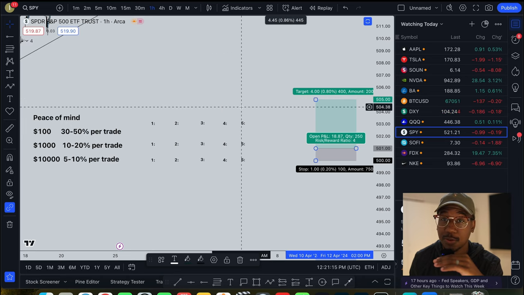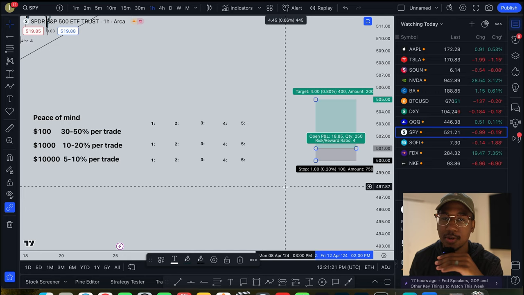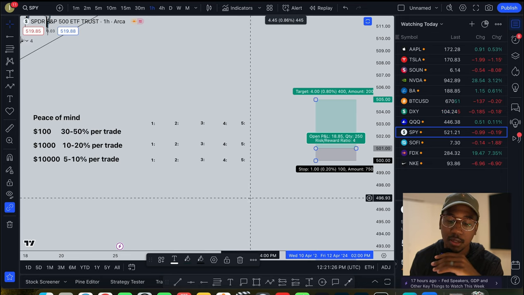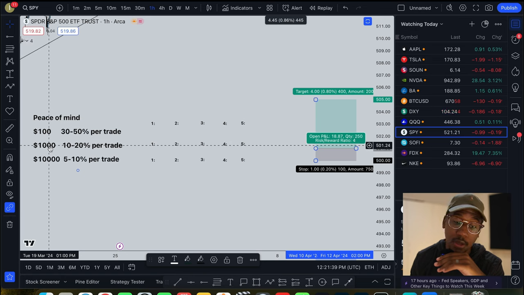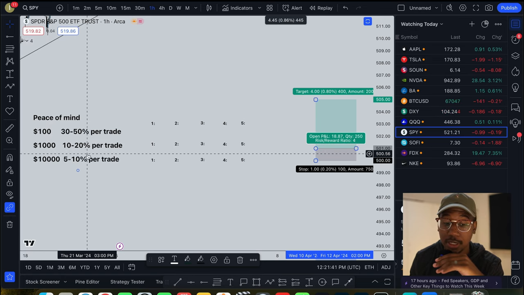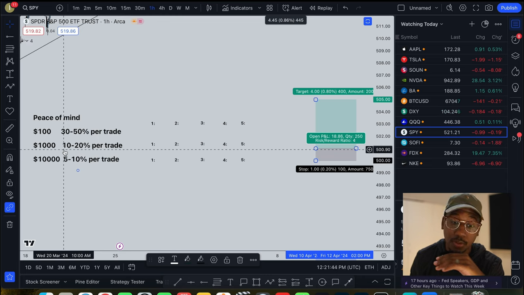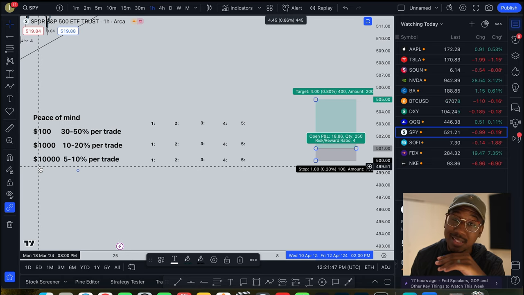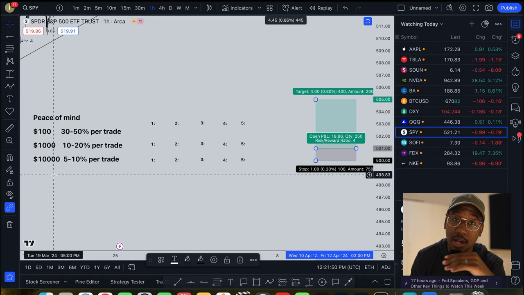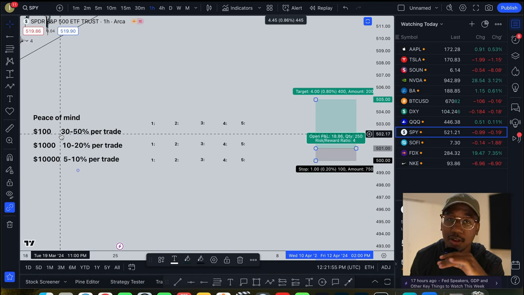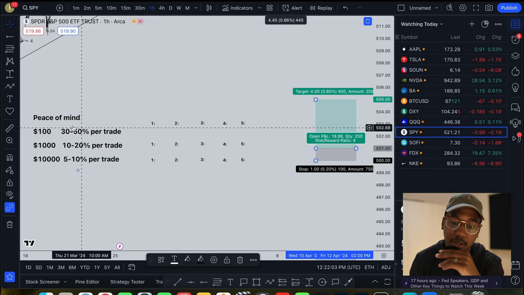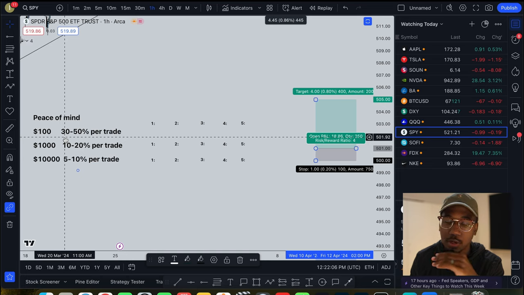Keep in mind, the one we just looked at was almost 1-to-6. So this is a very realistic risk to reward ratio that you can find trading supply and demand on the 1-to-4 hour time frame. So looking at this, if we're using $100, we're going to risk 30 to 50% of our account. With $1,000, 10 to 20% of the account, which is going to be $100 to $200 per trade. And then with $10,000, 5 to 10%, which is $500 to $1,000 per trade. For the $100 account, we're going to be risking $30 to $50 per trade. And you may notice you don't really have as much wiggle room with $100.